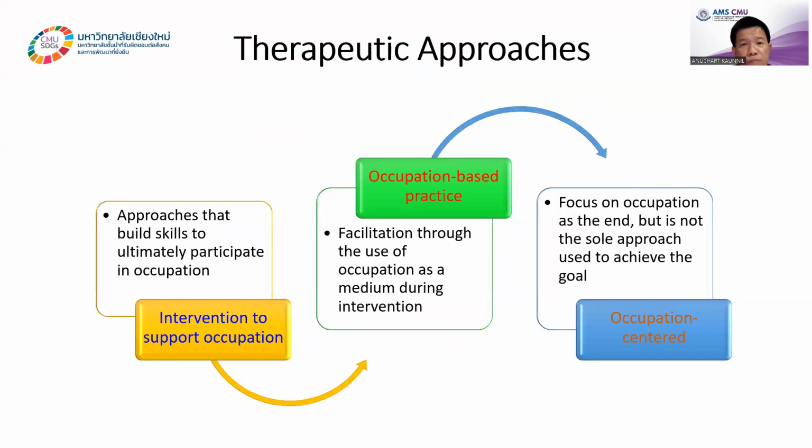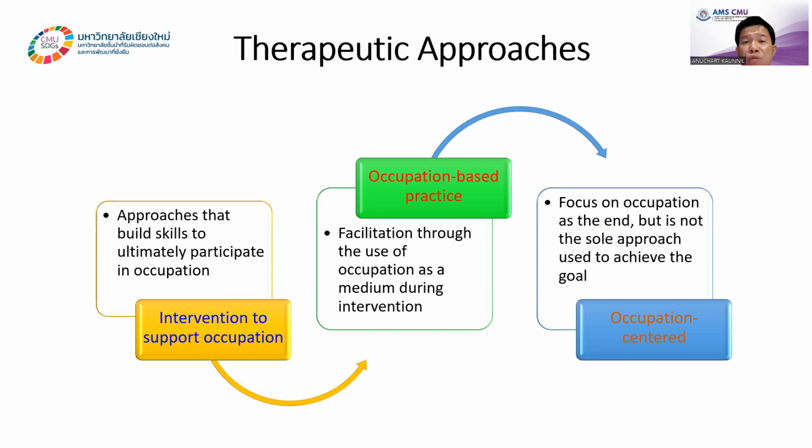When we use the therapeutic approach, we need to think about occupation first. If we use intervention to support occupation, some clients cannot use 100% occupation or activity approach. We can use intervention to support occupation. This approach in the previous time we called the preparatory method; this we call the purposeful activity approach. We can use many techniques here.